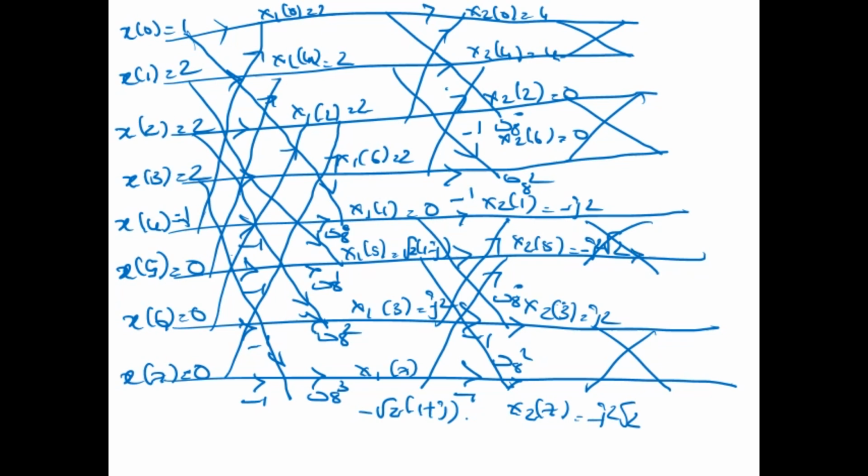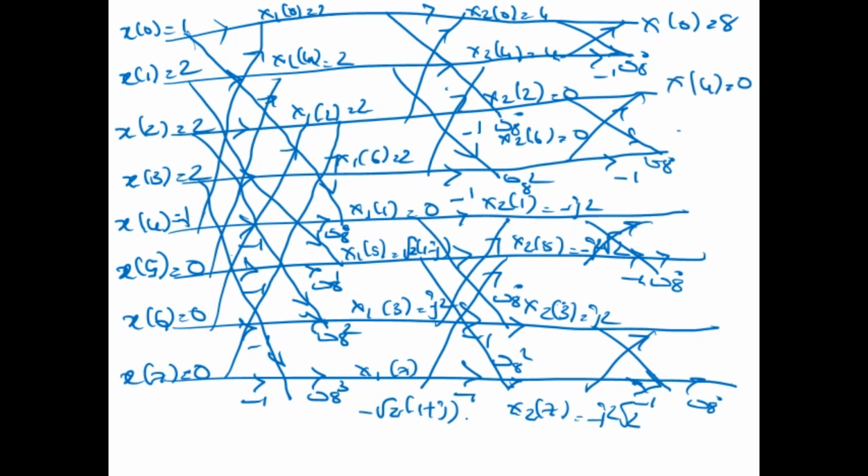So third stage should be multiplied by -1, each butterfly should be multiplied with omega 8 of 0. Then x of 0 is 8, x of 4 is 0, x of 2 is 0, x of 6 is also 0.